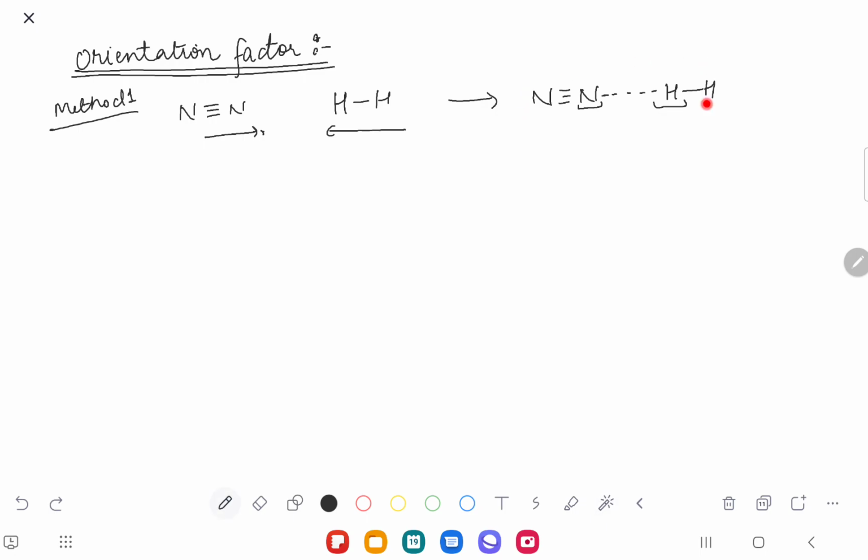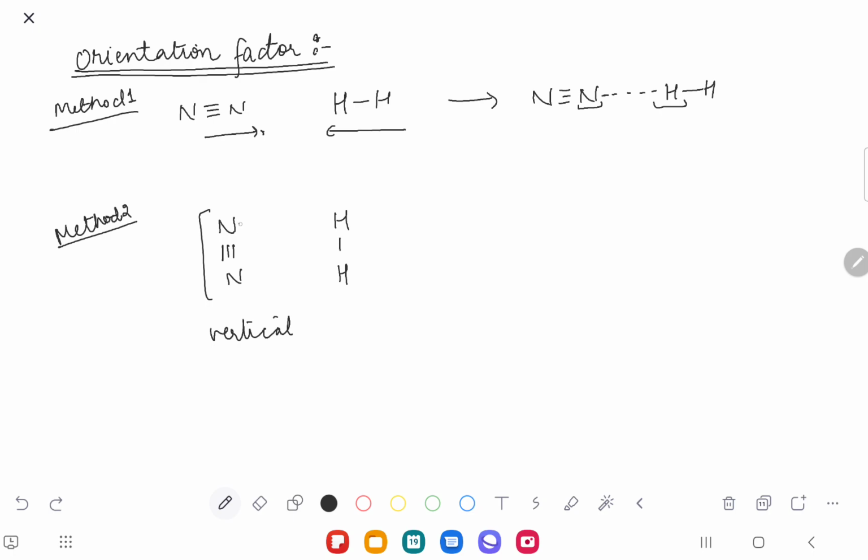Are you understanding? But the other method of collision would be like this, N triple bond N. Don't you think it could collide with H single bond H in this orientation, in the vertical orientation? So if this entire molecule collides like this, what do you think would happen?